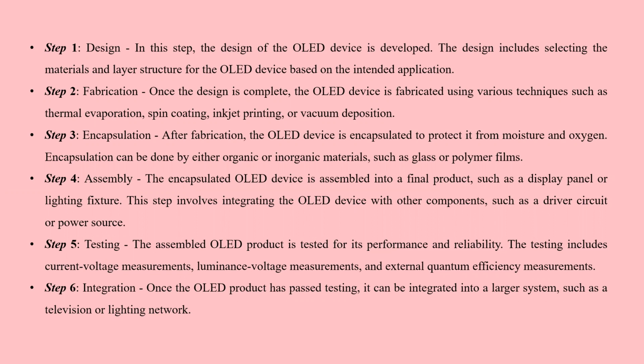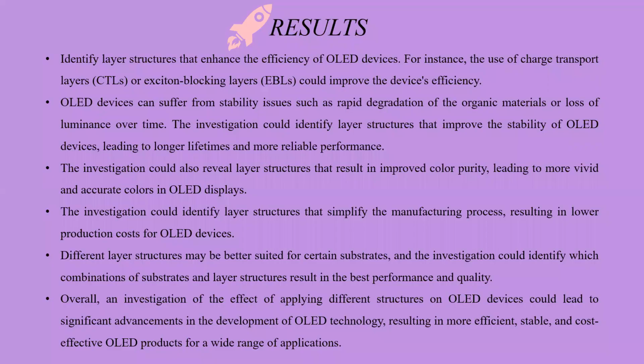The fourth step is assembly. The encapsulated OLED is assembled into the final product, which involves lighting fixtures and integrating the device. Next is testing. The assembled OLED product is tested for its performance and reliability. The testing includes current-voltage and luminance-voltage measurements. Then integration. Once the OLED device is tested and passed, it is integrated into larger systems such as televisions and lighting networks.